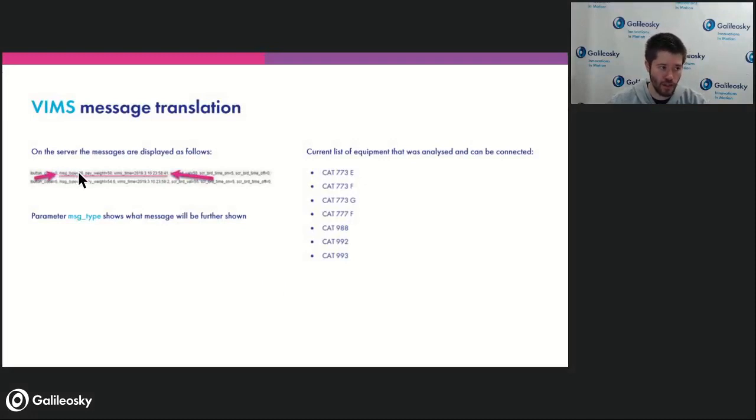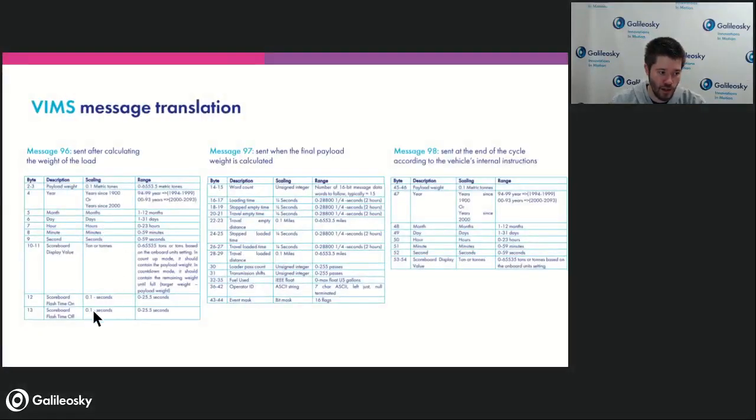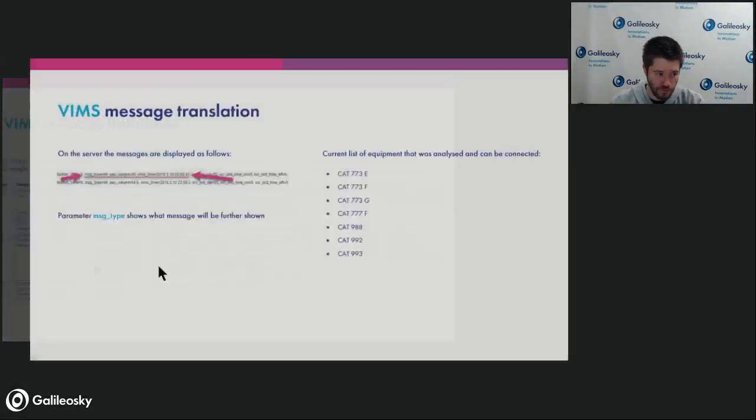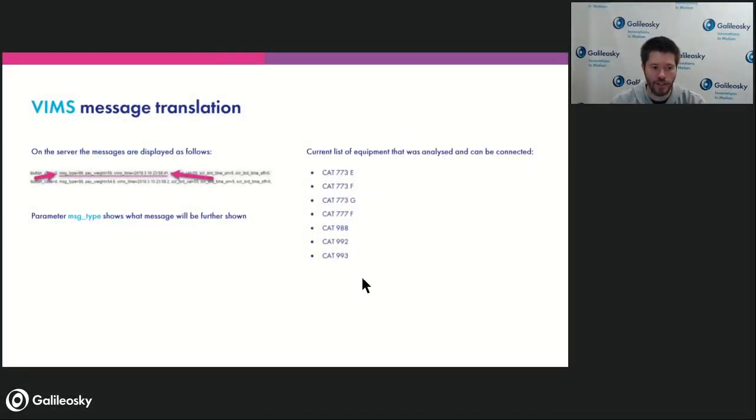So this is how it looks on the server side. As I mentioned, it shows the message type, the number of the message received, and then the parameters according to the previous slide, to what we have read from the VIMS system. On the right part, you can see the list of equipment we have already connected and proven to read. Of course, this is not the final list. This is only the current list.